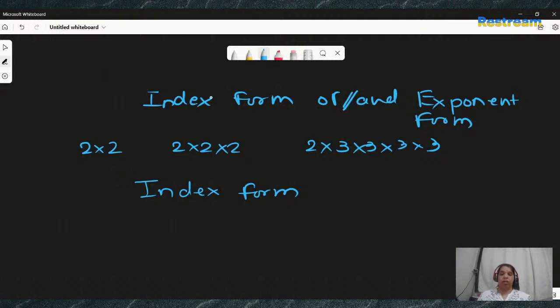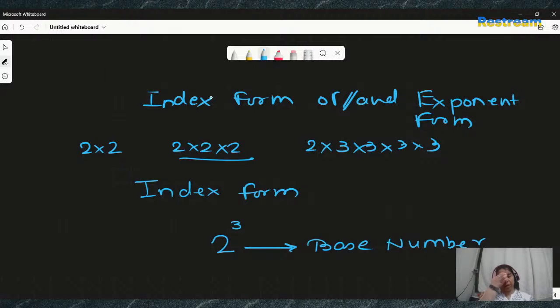Okay? What index form means is we count how many numbers are there. So we have, let's say this one, we have 3 2s. So I will write a 2, and on top of that I will write a little 3. So now this is called index form of 2 into 2 into 2. Now this one is called the base number or the base.